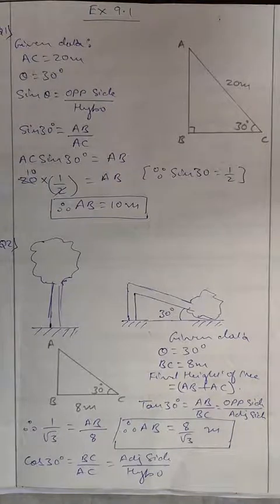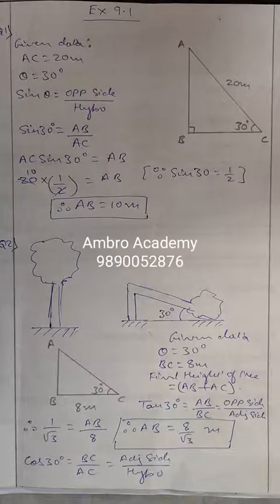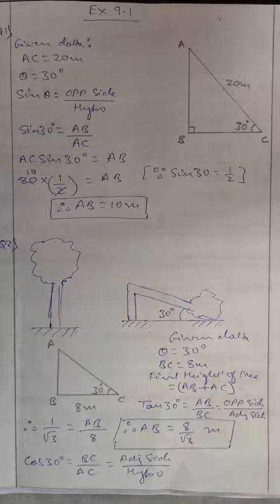The second question, and again for the second question there is no figure. A tree breaks due to the storm and the broken part bends so that the top of the tree touches the ground, making an angle of 30 degrees with it. The distance between the foot of the tree and the point where the top touches the ground is 8 meters. Find the height of the tree.